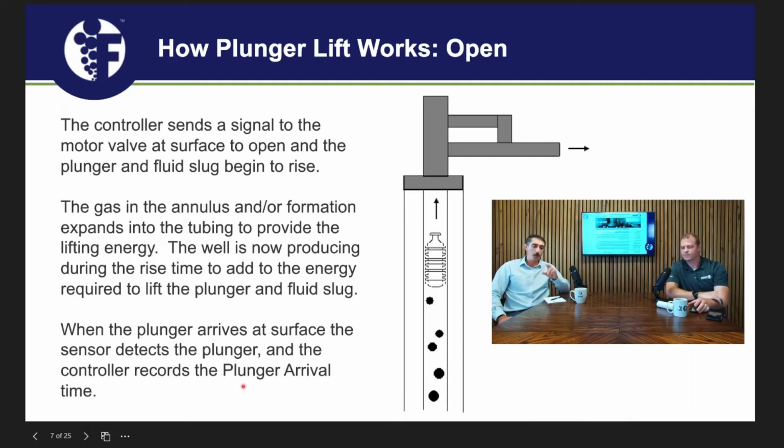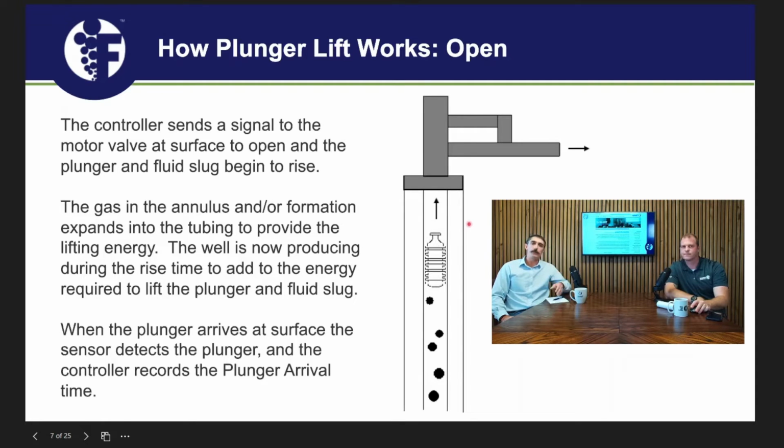So during that, we've now opened the motor valve or whatever it is at the surface, over here on the flow line. And now the well has begun to flow. So when the well begins to flow, the flow of the well is bringing that plunger up. And hopefully it's got a column of liquid above it. And open time is how long we're allowing that plunger to come up.